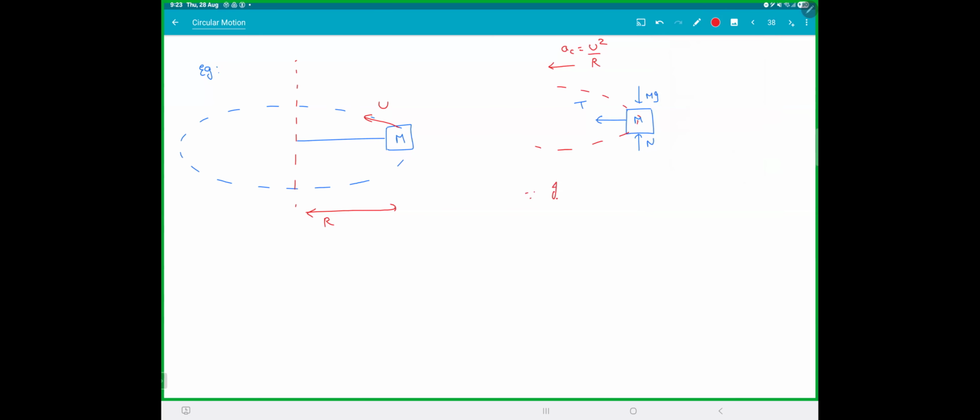And this is what you'll always say. Since it is going in a circle, in a ground frame, it must have acceleration, u square by r. Done. Resolve the forces and solve. In the horizontal direction, tension is equal to mass into acceleration, which is mu square by r. That's the tension in the string.